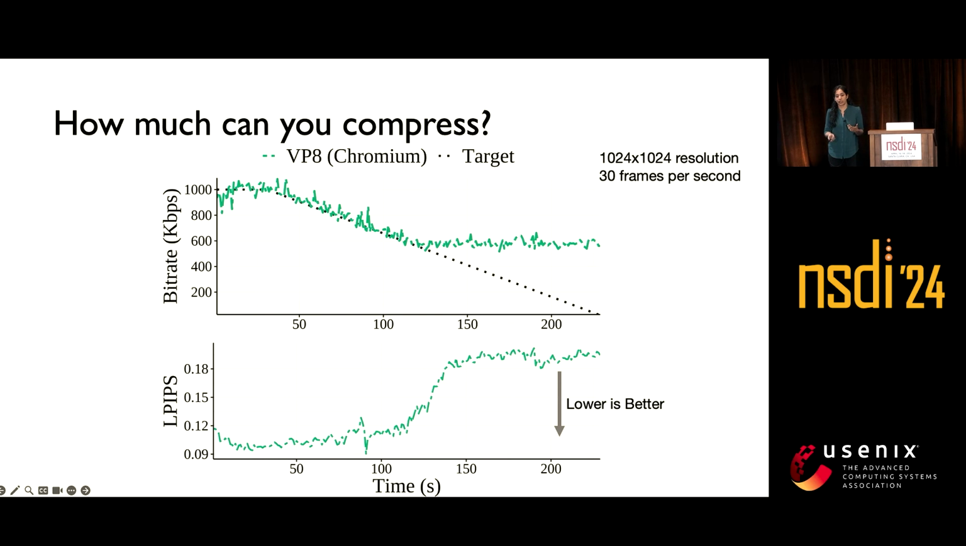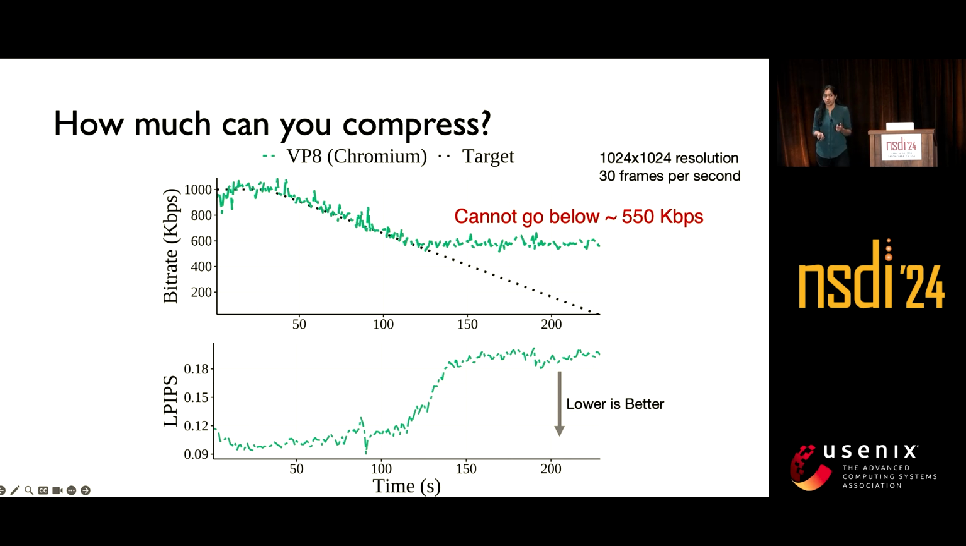So if you look at VP8, which is a widely supported codec in its Chromium settings, you'll notice that initially it responds quite well to the target bitrate, gradually matching it in terms of its achieved bitrate, and the LPIPS also worsens to reflect the fact that the video is compressed more and more. However, it saturates at about 550 kilobits per second. Nothing salient about this number. This is one particular experiment in a particular video.